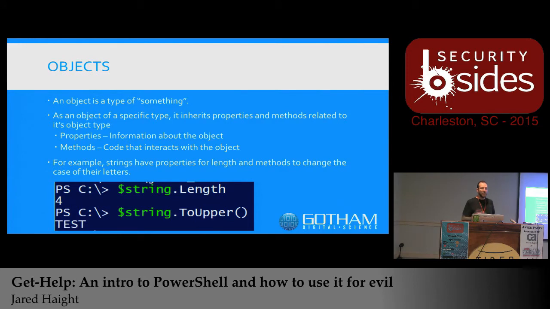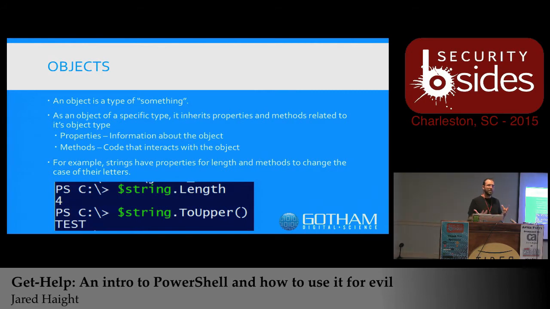So objects are kind of an abstract concept, and it's not something I really felt comfortable with until I played around with them for a while. The way I look at an object is it's a type of something, and being a type of something, it inherits properties and methods that are relevant to its type. So a good example of that is taking a string, right?